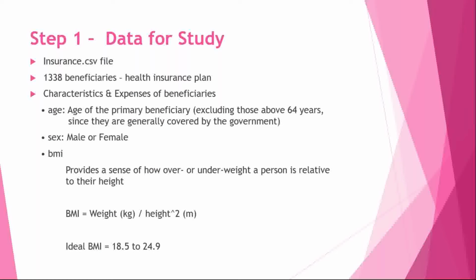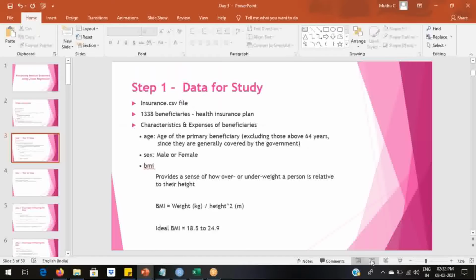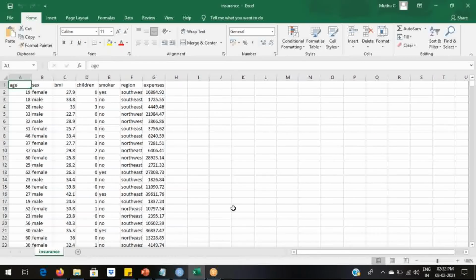Next one is sex. So obviously we know that a person can either be male or female. So this is the second column.